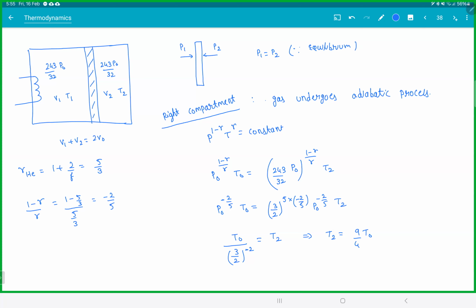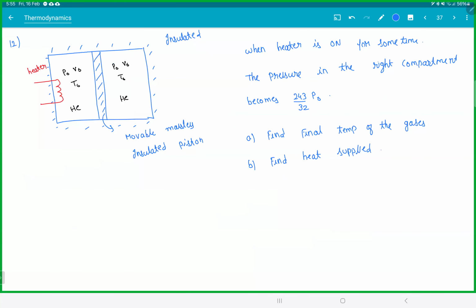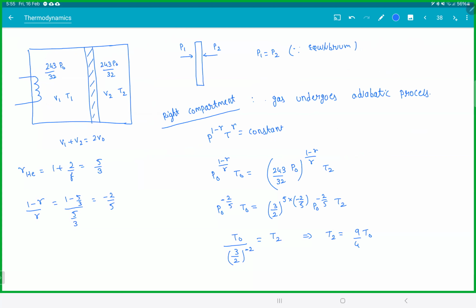Any answers? How do we proceed? What do we have to find in the second part? You're not reading the question. Find the temperature of the gases. We found the temperature on the right side. You have to find the temperature of the left compartment and the heat supplied by the heater. Clear? How to find the temperature on the left compartment? Any ideas?